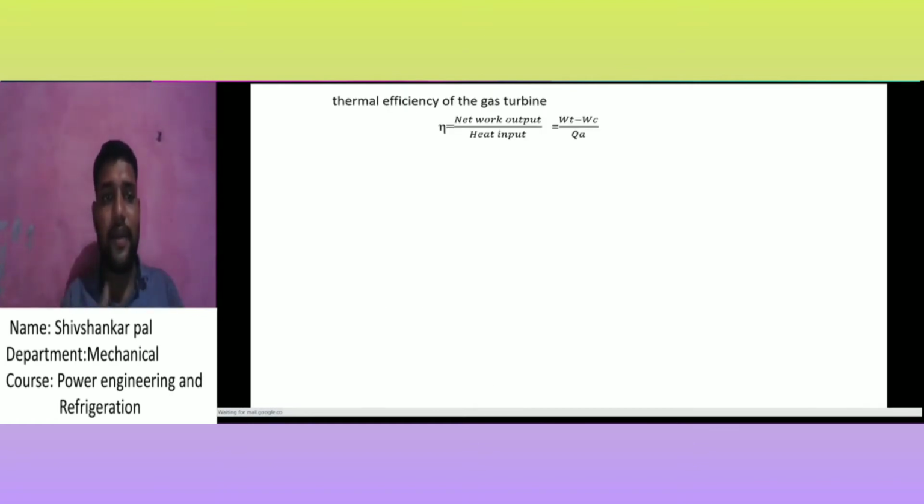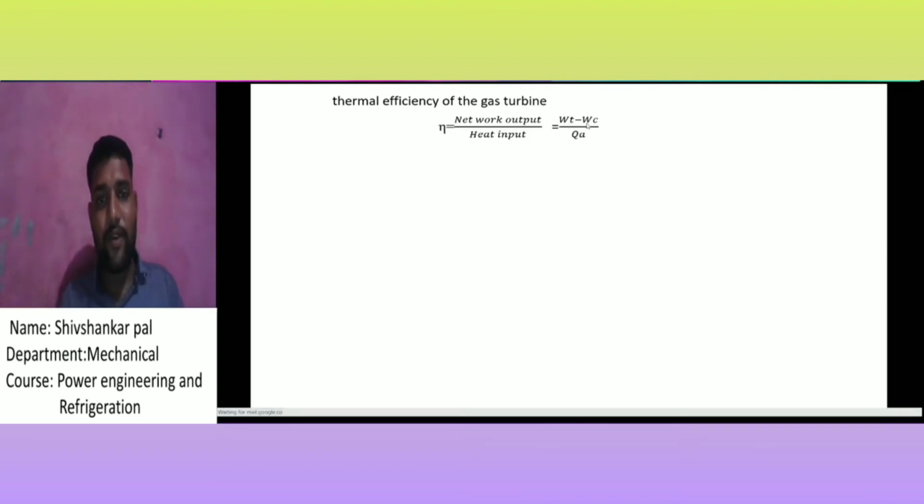What is the thermal efficiency? Our next step is to find out the efficiency. That is our motto for each and every cycle, to find out the efficiency, because efficiency categorizes whether our gas turbine is working properly or not. So find out the thermal efficiency. Thermal efficiency of the gas turbine is equal to net work output upon heat input. I discuss efficiency as output upon input. Here our output is the net work output, and what is the input? Heat input. That ratio gives the thermal efficiency.